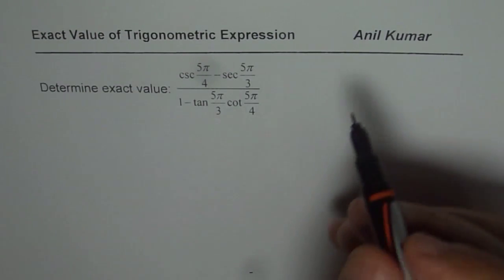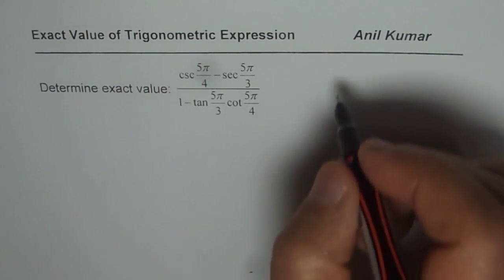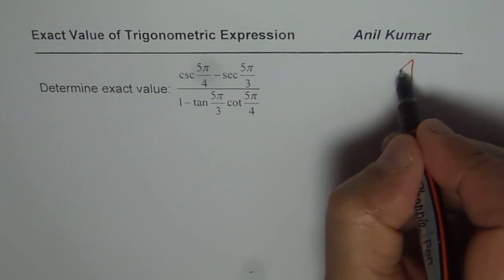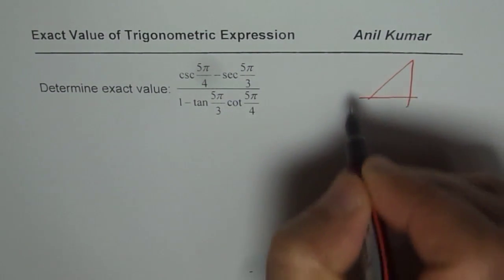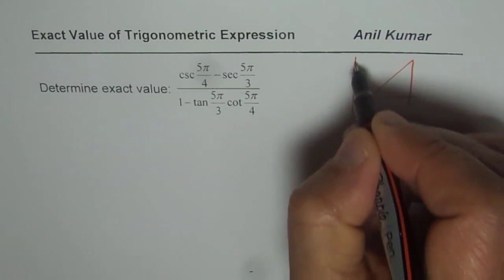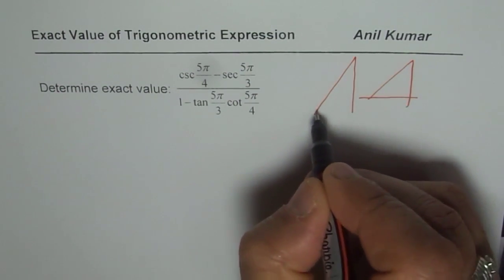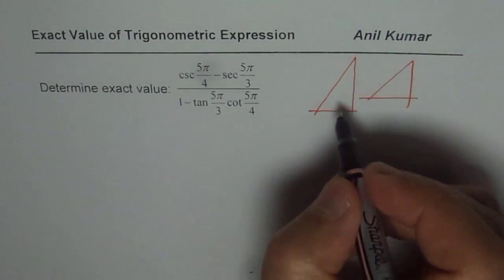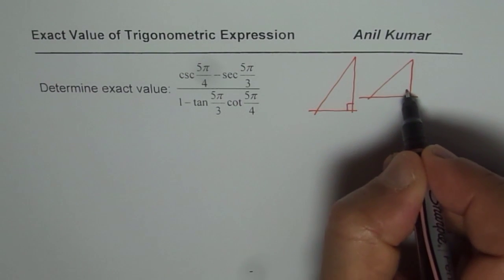Now, whenever you're trying to calculate an exact value, it's good to refer to your special triangles, right? So we have two of them to work with. One is the pi by 4 triangle, the other one is the pi by 3, pi by 6 triangle. Both are right triangles, right? So let me write down their values. As you know, these are my right triangles.